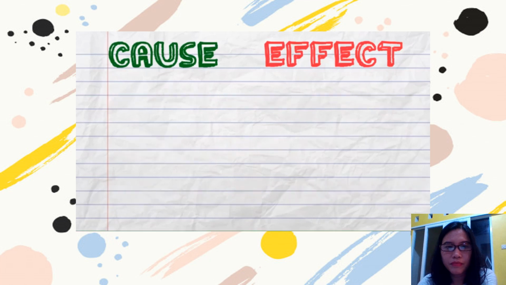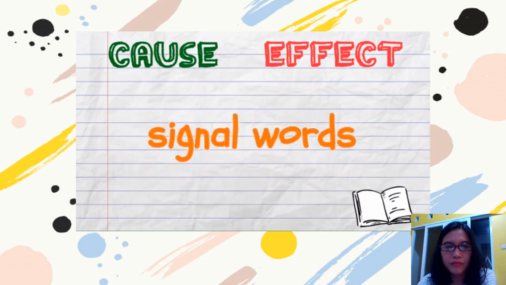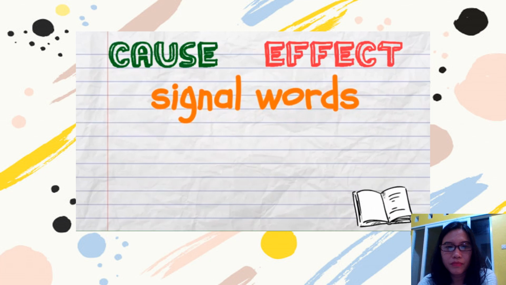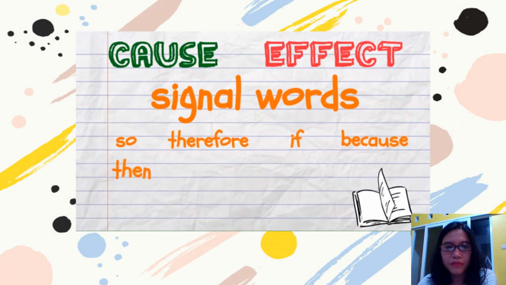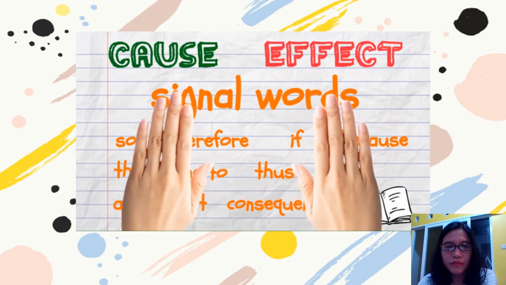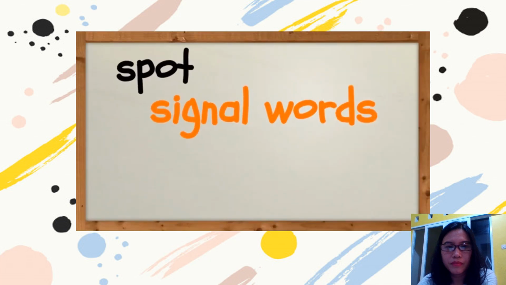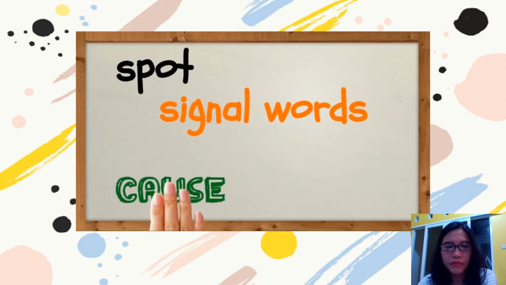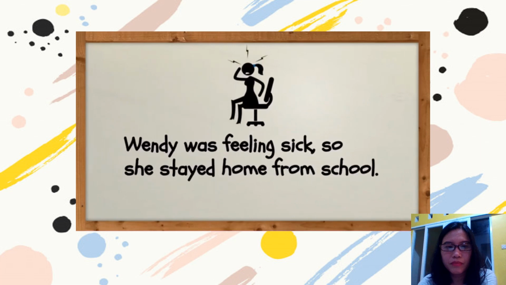An easy way to spot cause and effect relationships in books is to look out for signal words. Cause and effect signal words tell the reader that there might be cause and effect occurring. Here are some cause and effect signal words and phrases you might come across. Now, see if you can spot signal words in a text, and then work out which is the cause and which is the effect. Wendy was feeling sick, so she stayed home from school. Can you see the signal word? That's right, so.